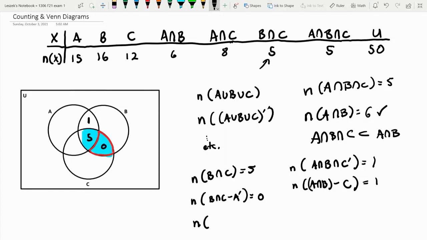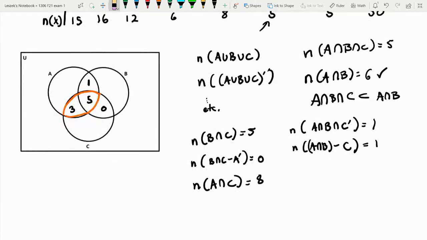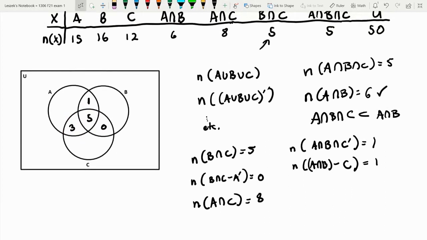So now we have the number of things in the intersection of A and C is 8. So there should be 3. Very good. There should be a total of 8 elements here, but 5 of them are already in the triple intersection, so there must be 3 of them that are in the intersection of A and C but not in B. Very good. So we're well on our way to completing this Venn diagram with cardinalities. We finished all the pairwise intersections of sets, so we'll move on to the single sets.